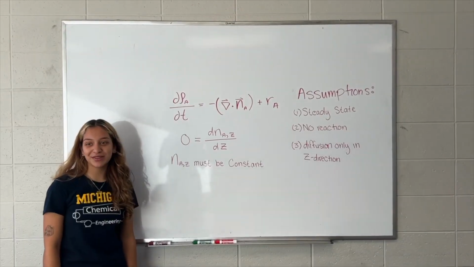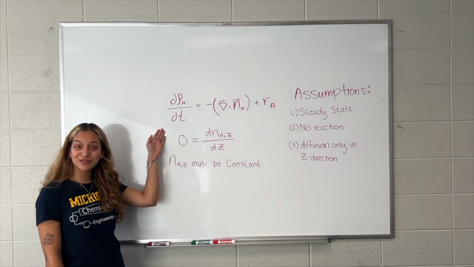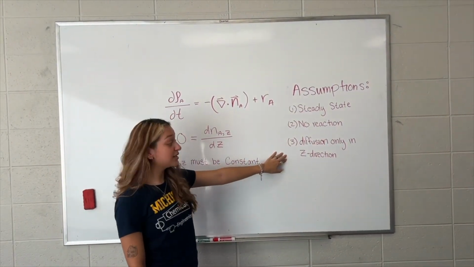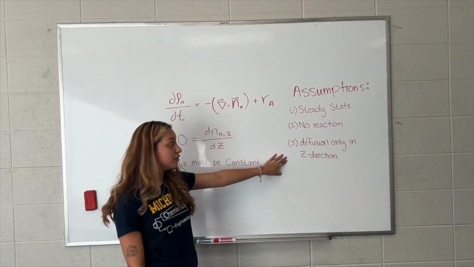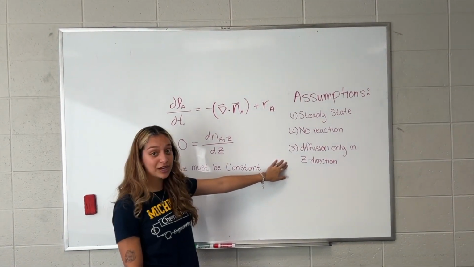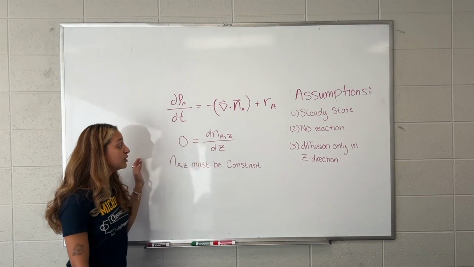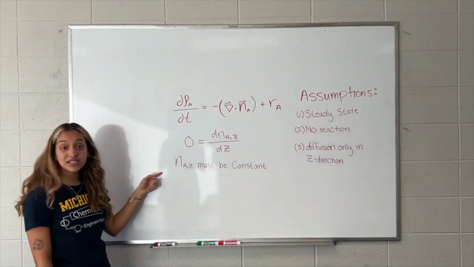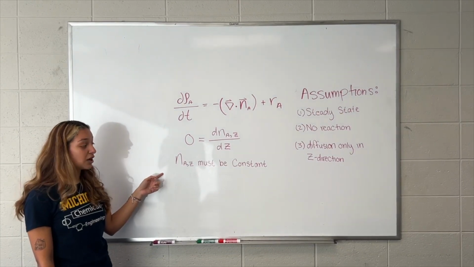What a cool experiment. But how does this help us figure out which object to save first? Let's walk through the math. Here's the general differential equation for mass transfer, and here are some assumptions that we can make for our process. The first is steady state, the second is no reaction, and the third is that diffusion only occurs in the z direction. With the simplifications, we now have our equation to be 0 is equal to dNaz/dz. This means that our mass flux should be constant.